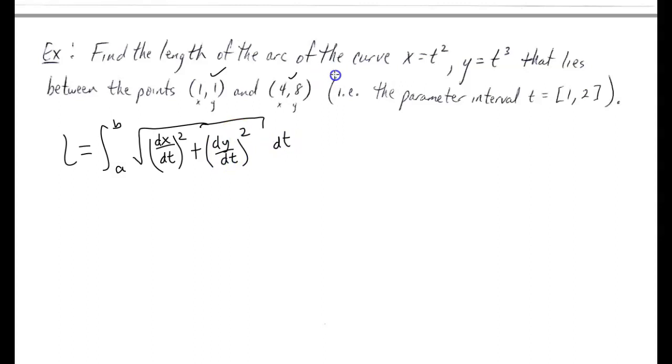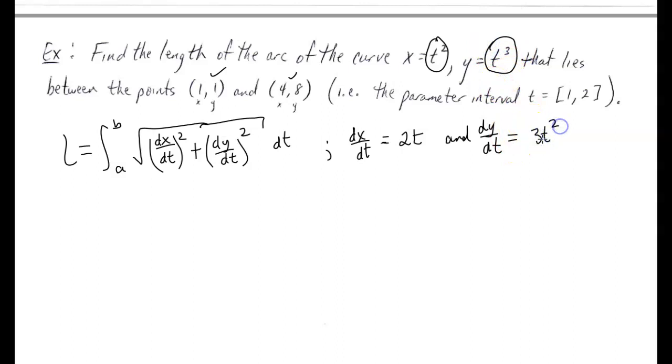Okay, so the first thing that we need to do is figure out what dx over dt and dy over dt are. Since x is t squared, the derivative of x with respect to t is just going to be 2t. And we also see here that dy over dt, since y is t cubed, would be 3t squared.